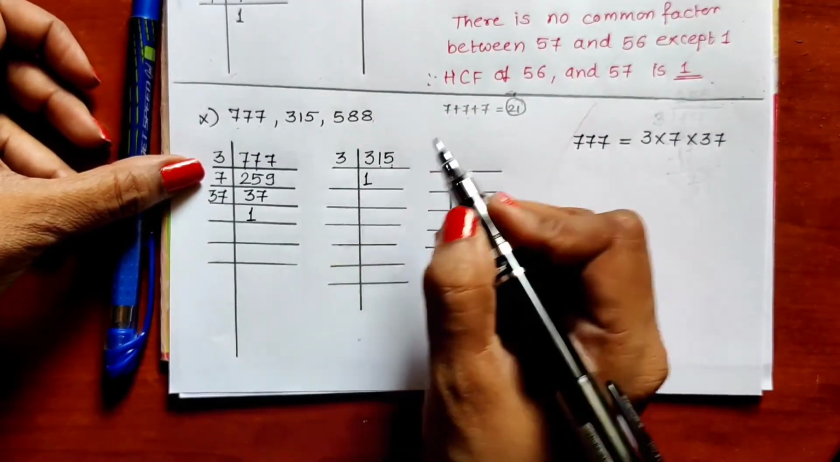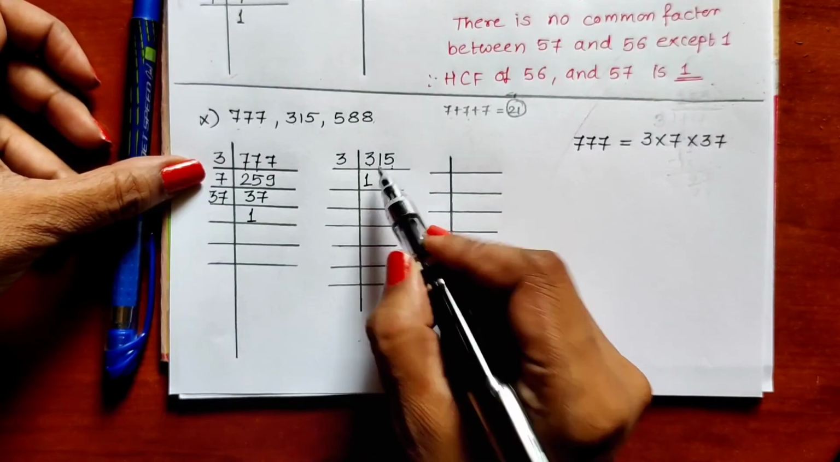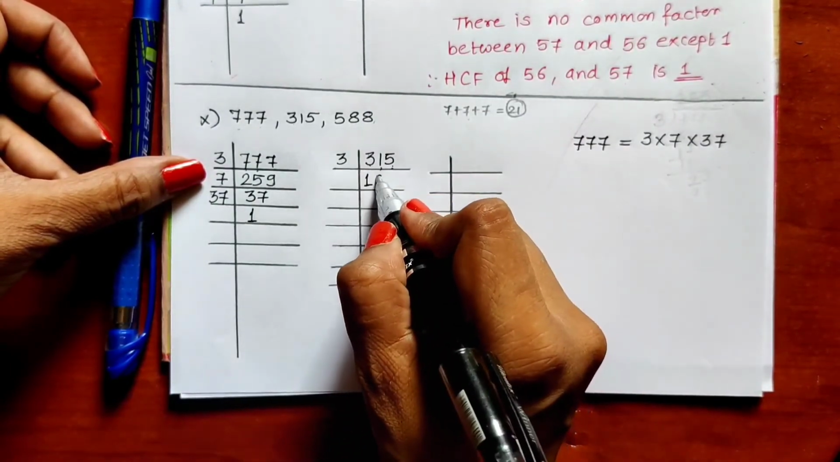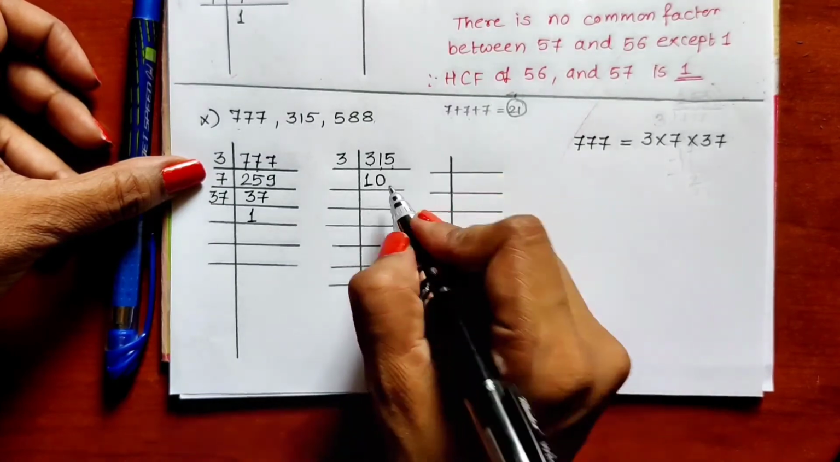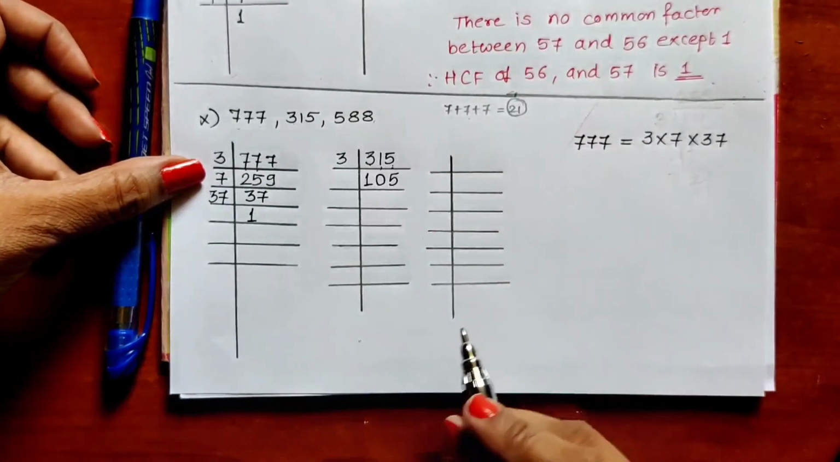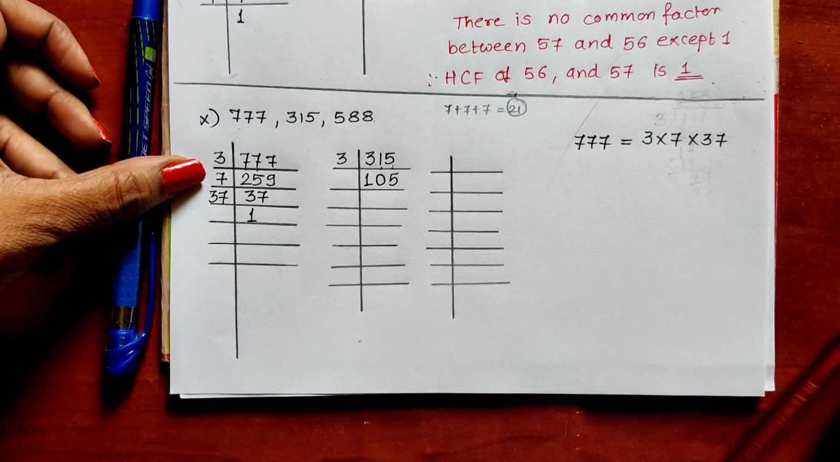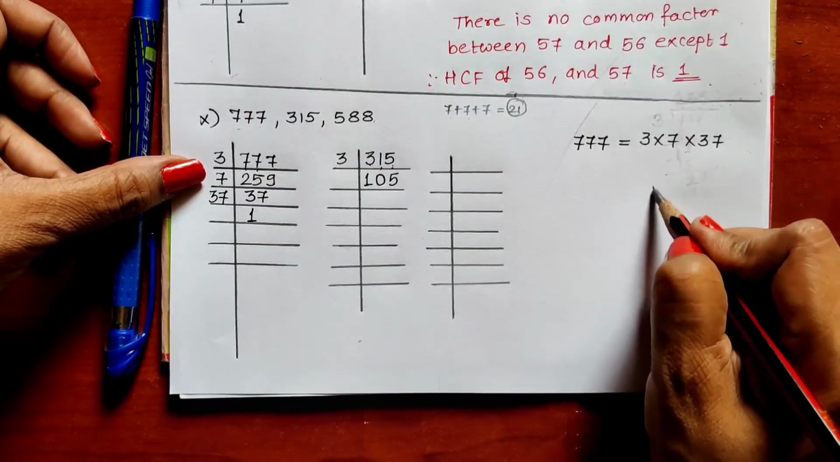3 ones are 3. Okay, then we have got 1. 1 is smaller than 3. We have to put 0. 1 minus 0, 1. This 5 is 15. 3 5s are 15. Okay, how have I done this division? 315 divided by 3 gives 105. Let us see.